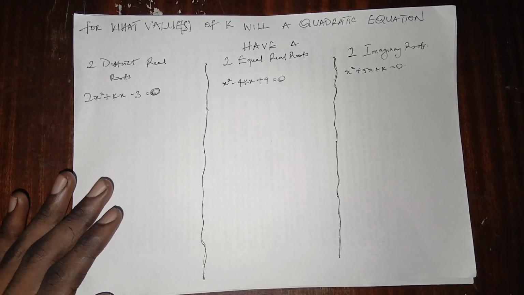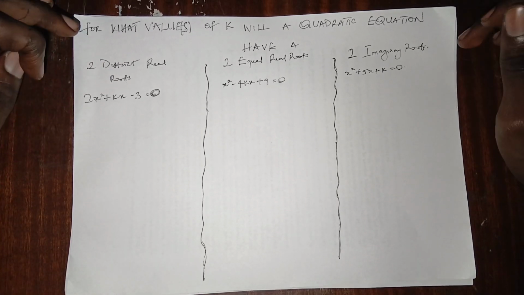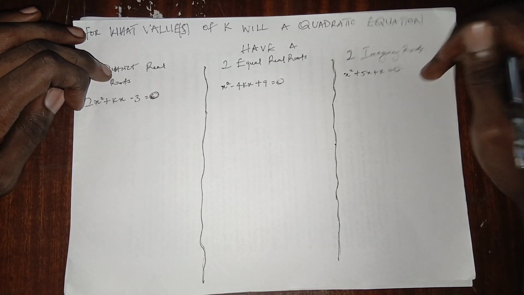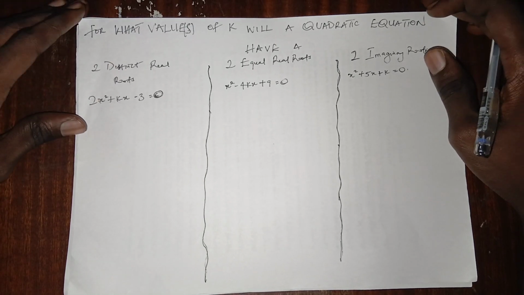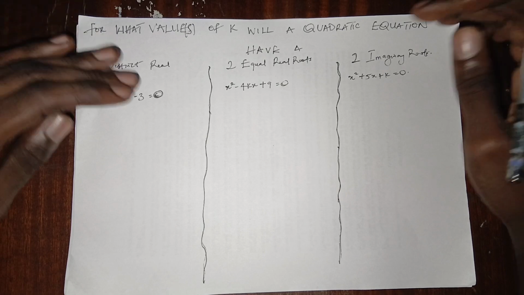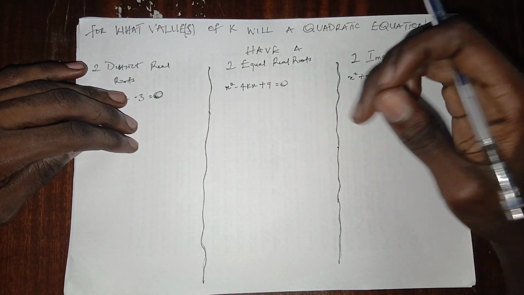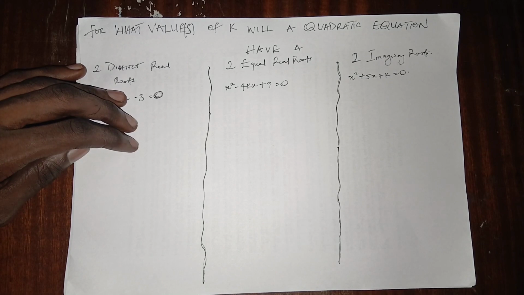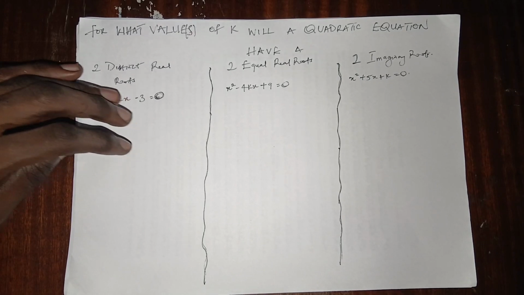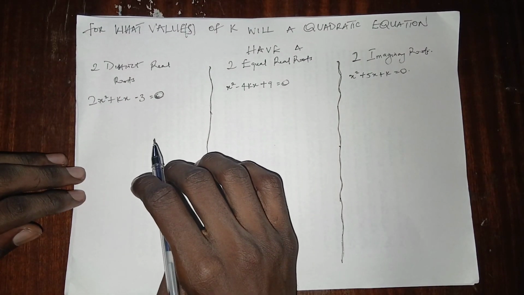It's straightforward. I've already told you before, two distinct real roots and two imaginary roots give you a range of values where k can be, while equal real roots give you a certain number, or at most two numbers. So let's dive into it.